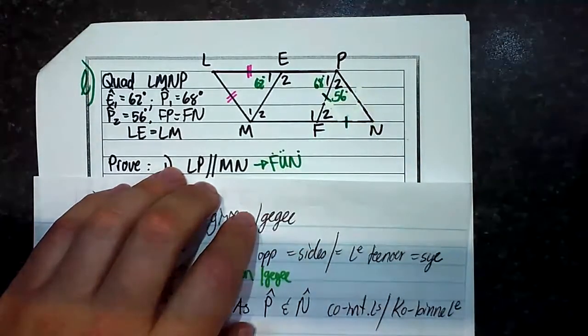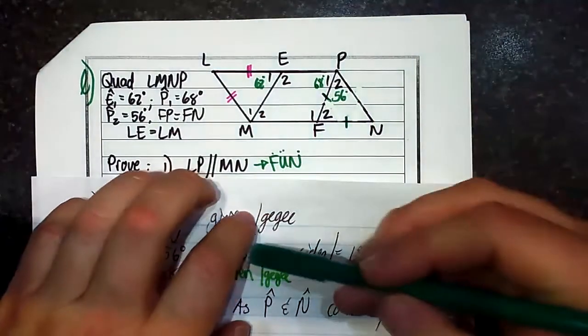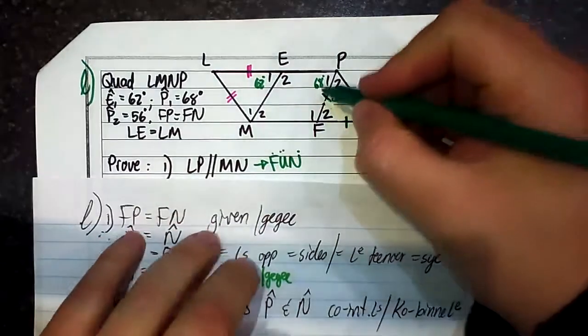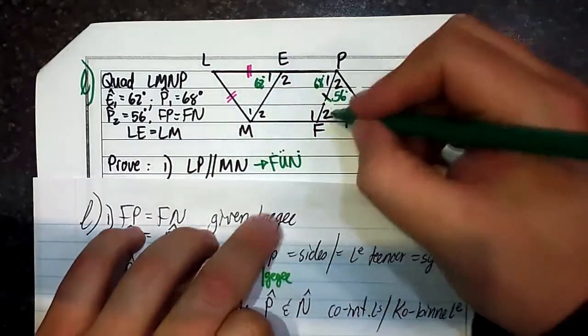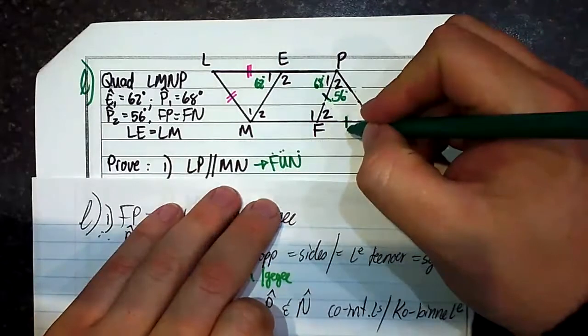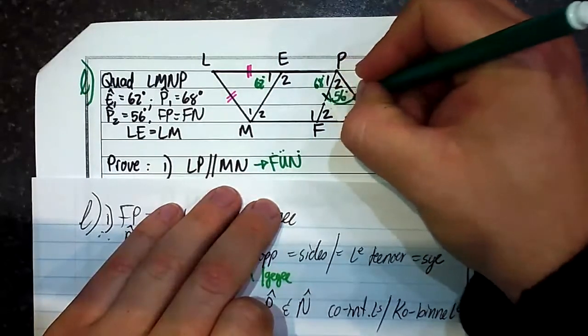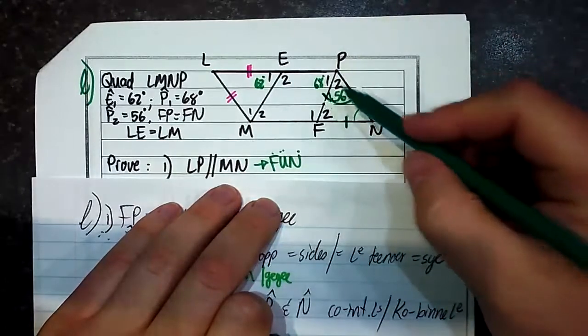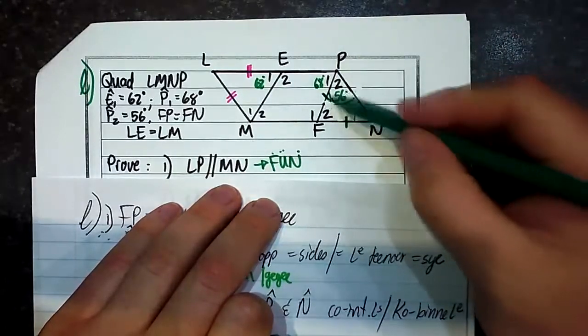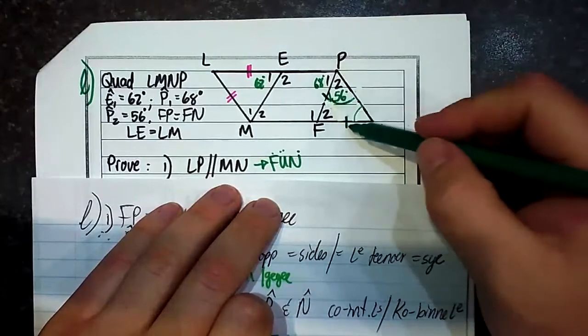Kom ons gaan waar die meeste inligting gegee is. Okay, they tell us that FP and FN are equal. So we're going to know that those two opposite angles are equal due to being opposite equal sides.